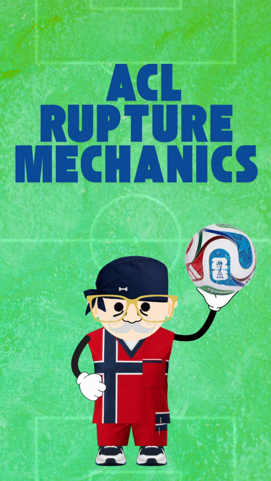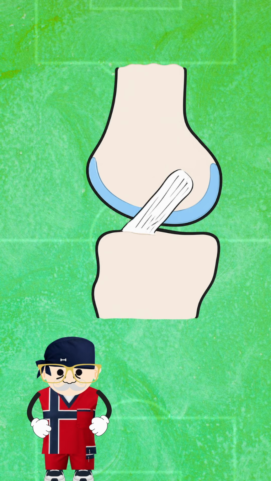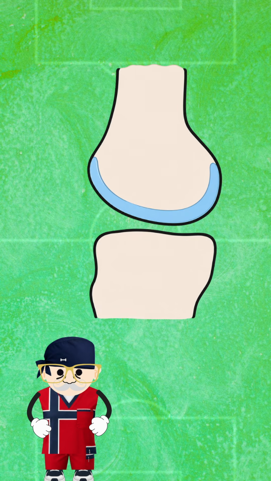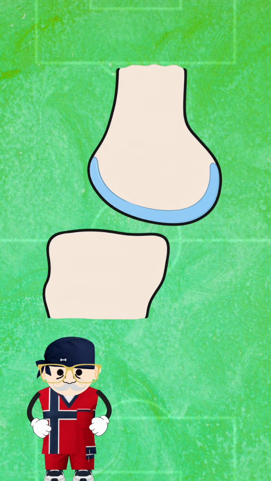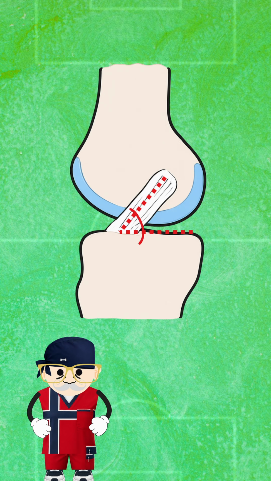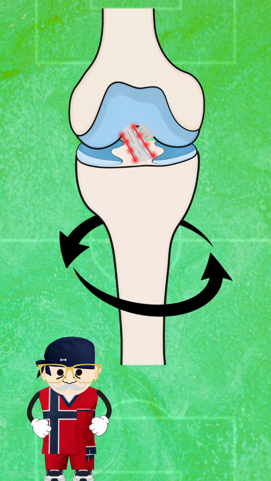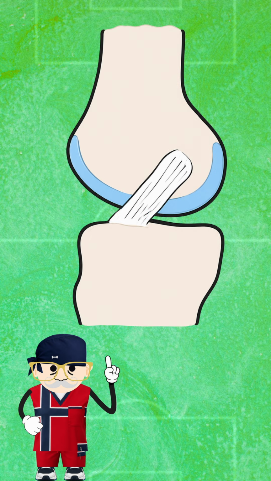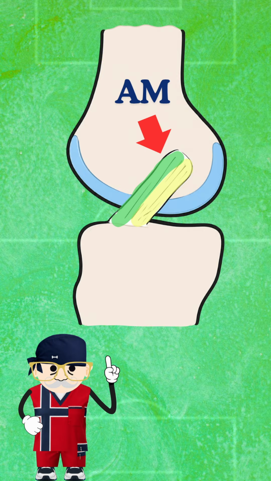Let's talk about one of the main mechanisms of a non-contact ACL rupture in soccer. The ACL's main job is to prevent the tibia from sliding too far forward beneath the femur. Because the ligament crosses the knee obliquely, it also helps control excessive rotation between these two bones. The ACL is commonly divided into two functional bundles, the anteromedial bundle and the posterolateral bundle.